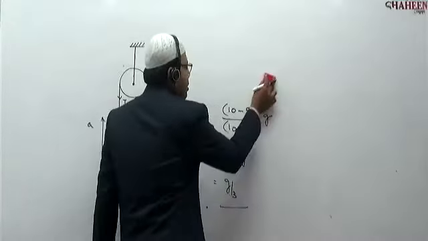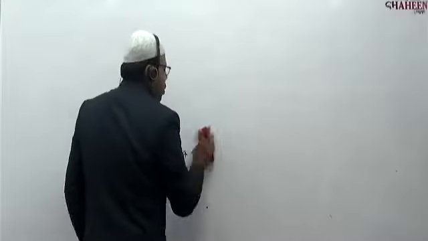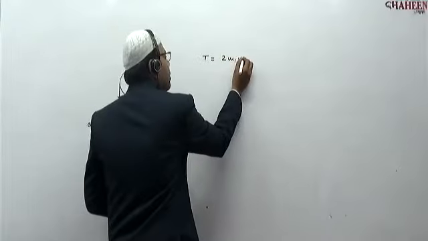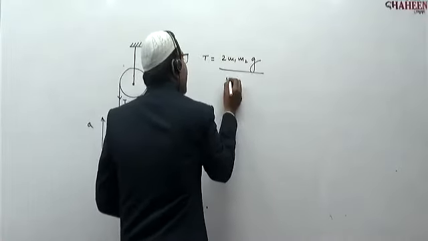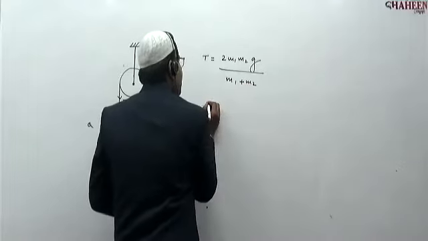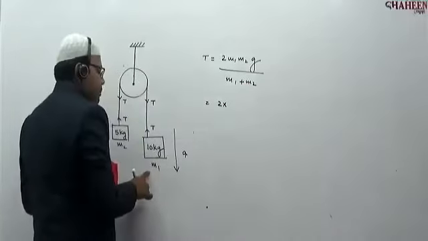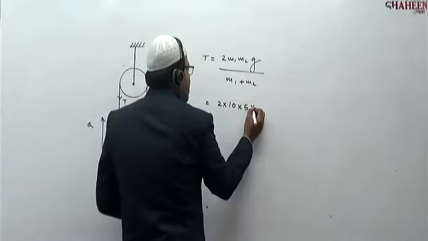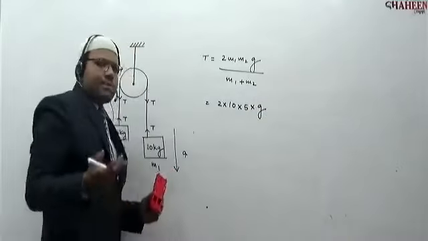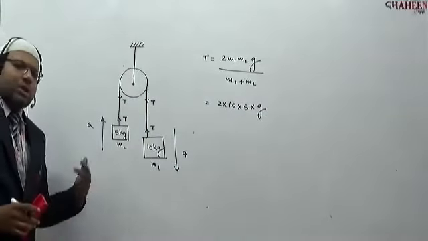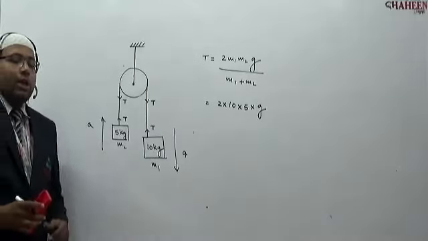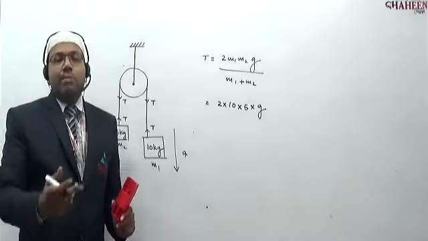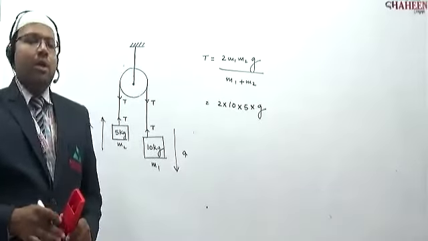So the formula for tension, we have already derived: T is equal to 2 m1 m2 g by m1 plus m2. What is m1? We are considering it as 10. m2 is 5. g value you can keep as g only, or substitute 10 also, it makes no difference, beta. But whether to calculate or not depends on the option, whether the answer is given in terms of g or whether they have given the numerical value. So it depends on the option.